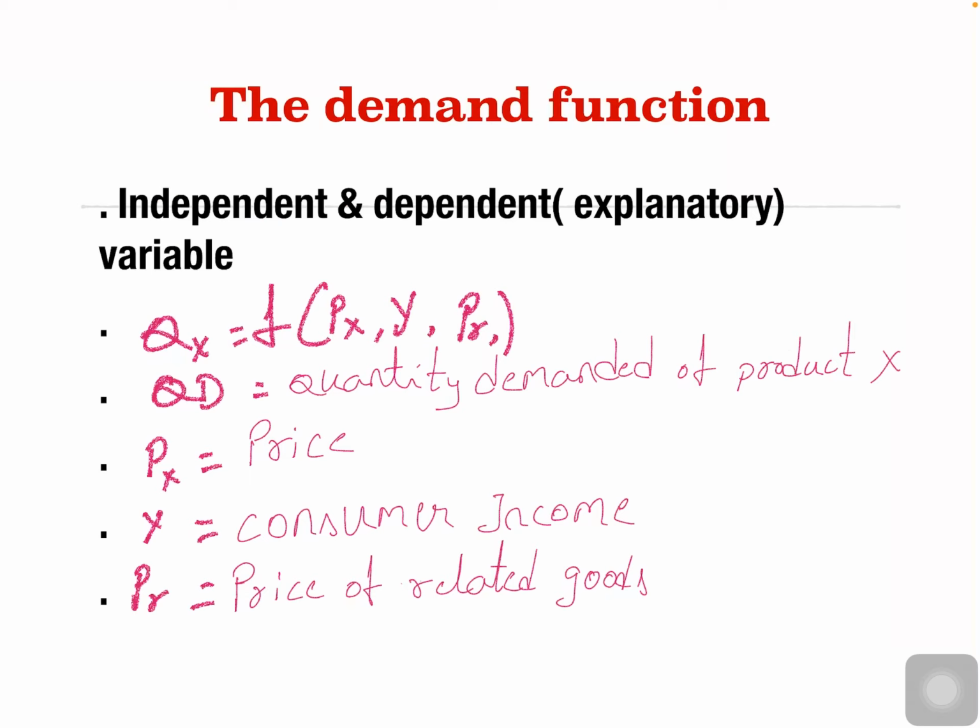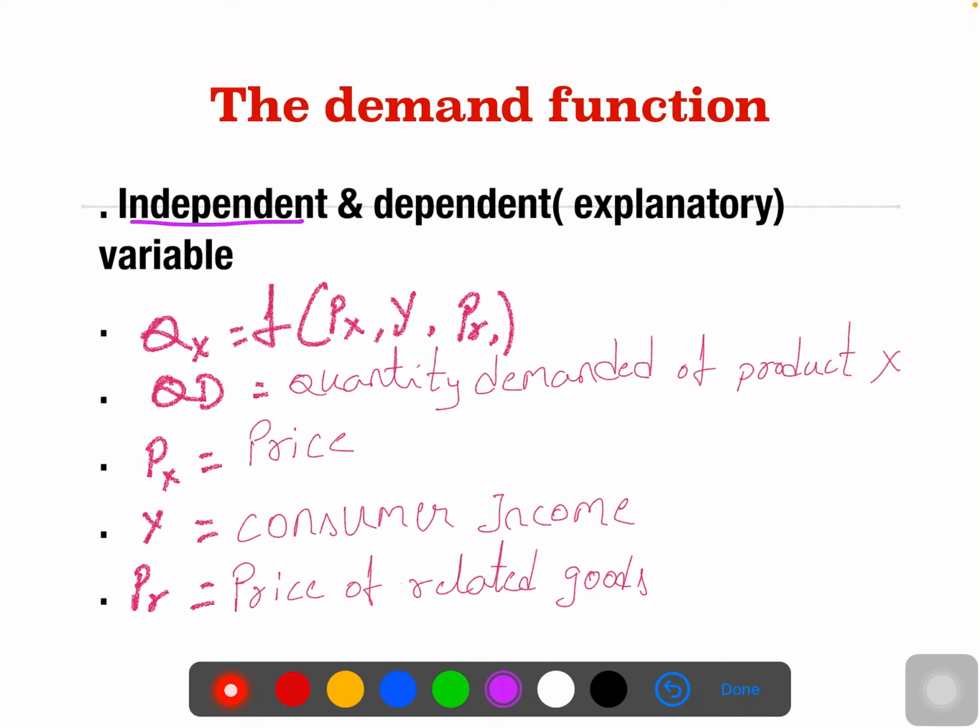The demand function is going to explain the relationship between variables. There are two kinds of variables, the independent variable and the dependent variable. Whenever the independent variable changes, the dependent variable is going to react automatically. That is also called the explanatory variable.